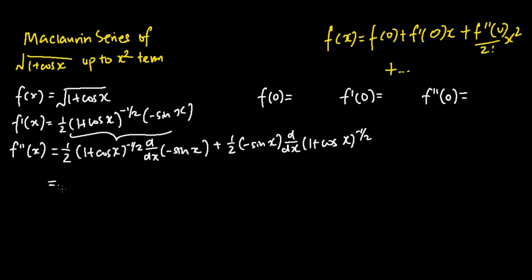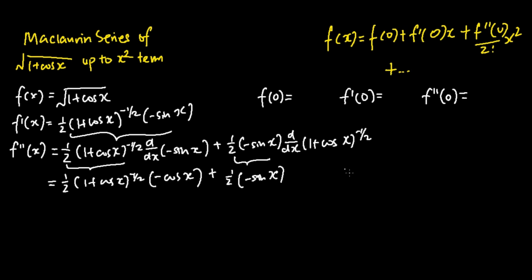We can next evaluate the first term by keeping this the same, and then we differentiate with respect to x of negative sine x, which is negative cosine x. As for the second term, we keep this as it is. Then we evaluate the differentiation of (1 plus cosine x) to the power of negative half. It's basically just negative half times (1 plus cosine x) to the power of negative 3 over 2. And then we differentiate 1 plus cosine x, and we get negative sine x.